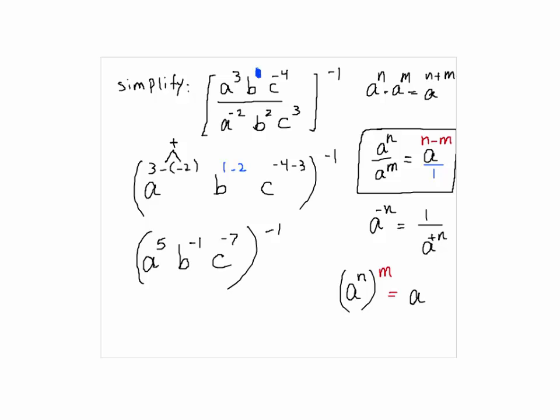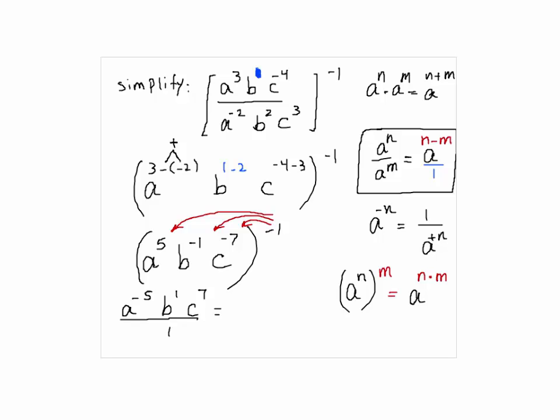In this case, you multiply them. It would be n times m. So in this case, all these need to be multiplied with each other. So it would be a to the power of minus 5, b to the power of 1, c to the power of 7, and it's all over 1.